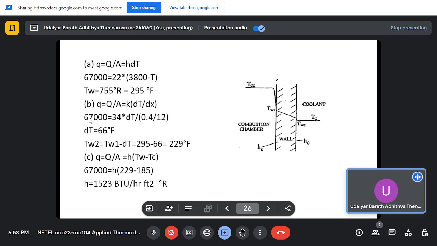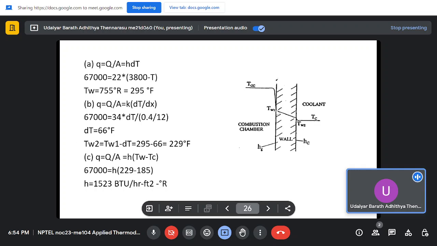So heat flux is 67,000, which will be equal to K dT by dx. dT is the wall temperature difference, Tw1 minus Tw2, divided by the thickness of the cylinder. It's actually minus, but I have incorporated dT as the larger value minus the smaller value. If you are writing Tw2 minus Tw1, there should be a minus sign here, minus K dT by dx. So the difference and the sign should always be taken care of.